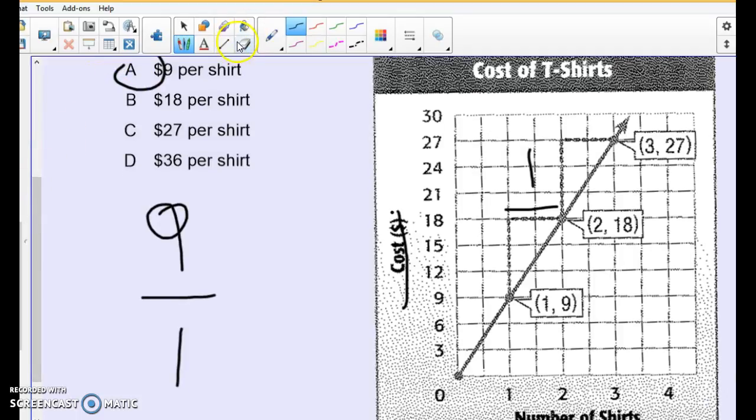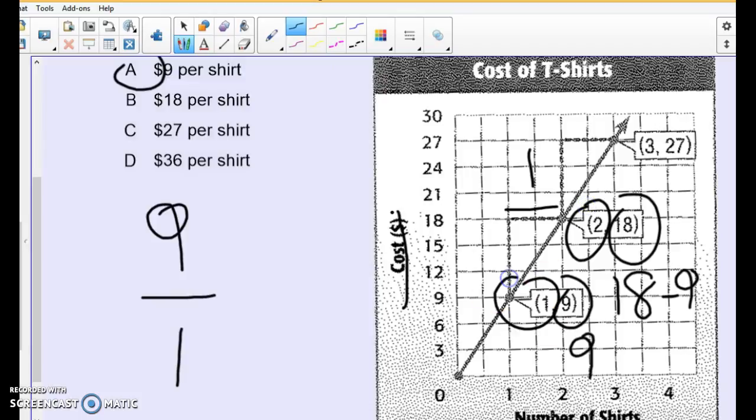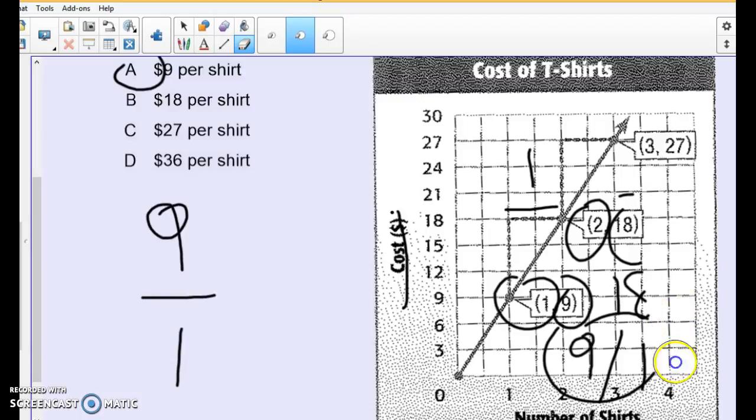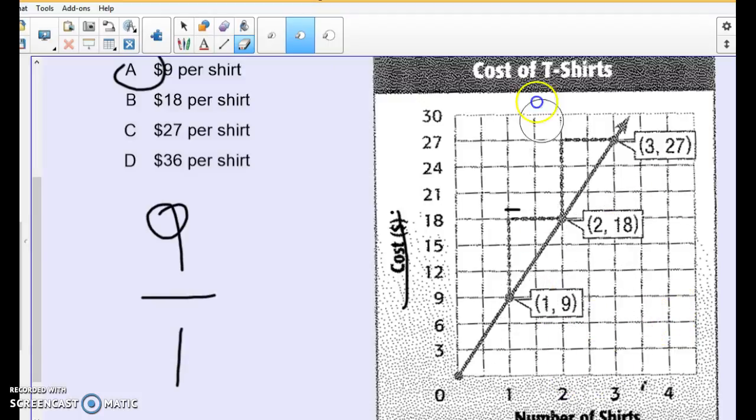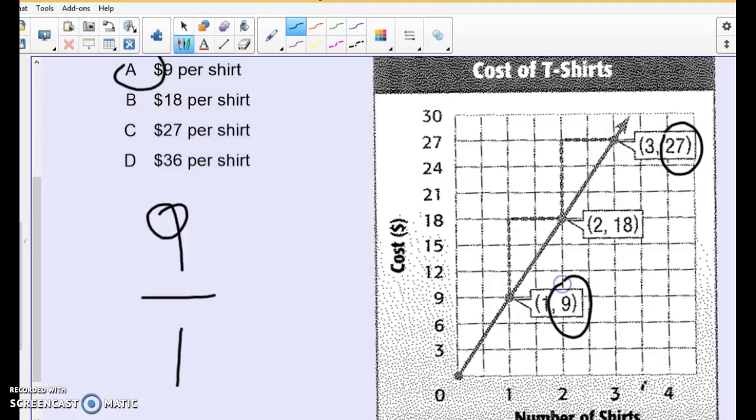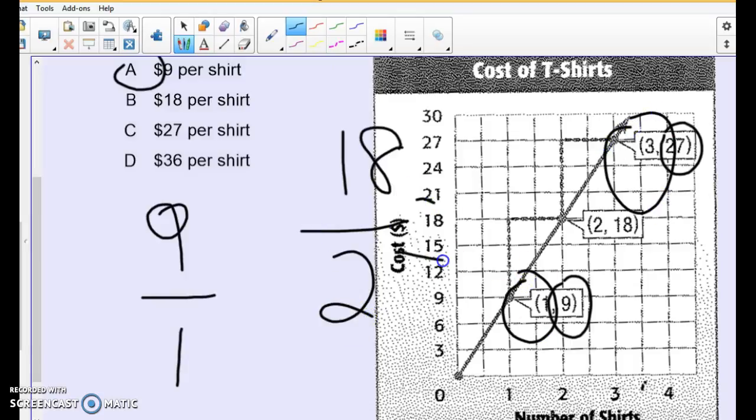The other way to do it is if I subtract my numbers. So remember, y comes first. So if I subtract 18 minus 9, I end up with 9. And if I subtract 2 minus 1, I end up with 1. So 9 over 1. And it doesn't matter which numbers I pick. So let's even pick the big numbers and the small numbers. So let's subtract 27 minus 9, which is 18. And if I subtract 3 minus 1, I get 2. 18 over 2 is still 9 over 1.